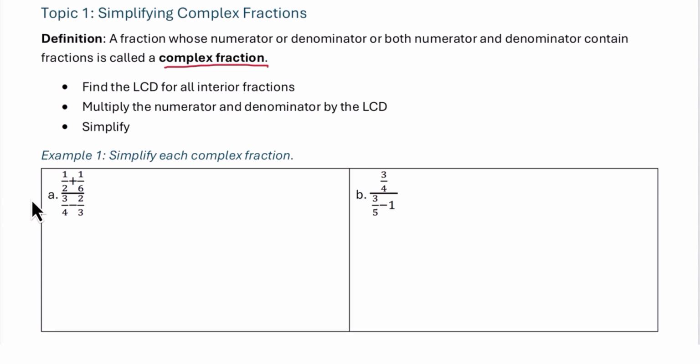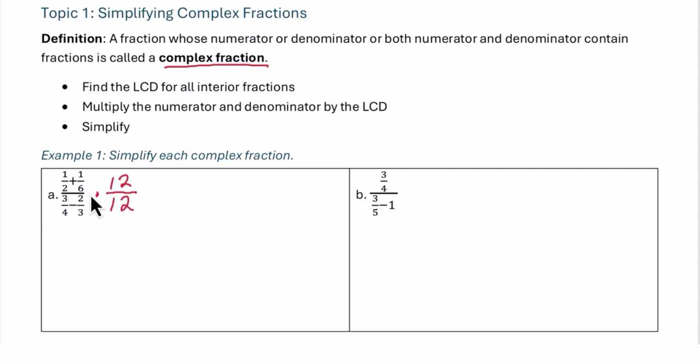In example A, we have a complex fraction. Notice we have smaller fractions inside of a big fraction. So we want to find the LCD of the interior fractions, that is the smaller fractions. So looking at 2 and 6, 4 and 3, their LCD is 12. So we're going to multiply the numerator by 12 and the denominator by 12.